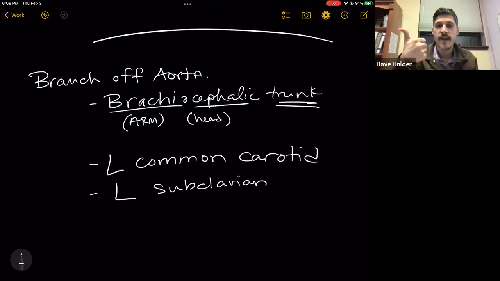So brachiocephalic trunk, left common carotid, left subclavian. You will need to know the 3 vessels that branch off the aorta. It's just one of those things.